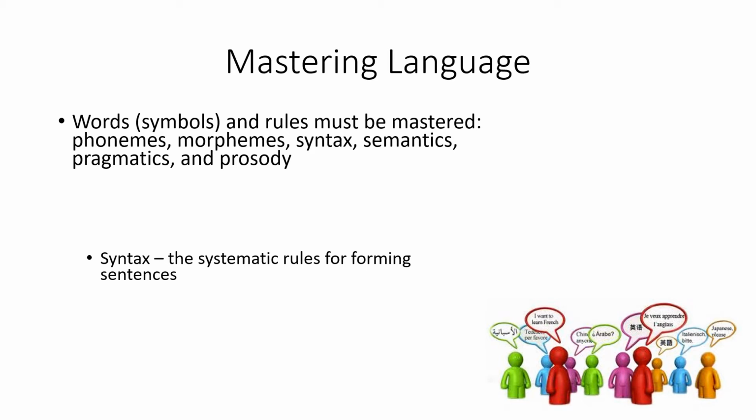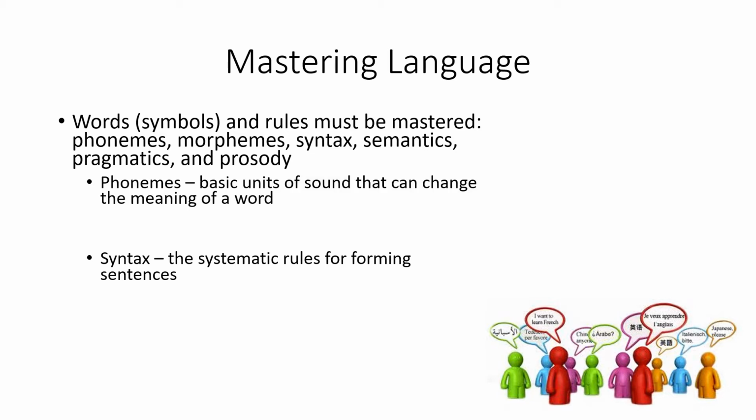So let's look at mastering language next. We're going to look at the 6 different systems, in a sense, or 6 different categories of language. So again, mastering language is where words or symbols or gestures and rules are mastered. So we've got phonemes, morphemes, syntax, semantics, pragmatics, and prosody.